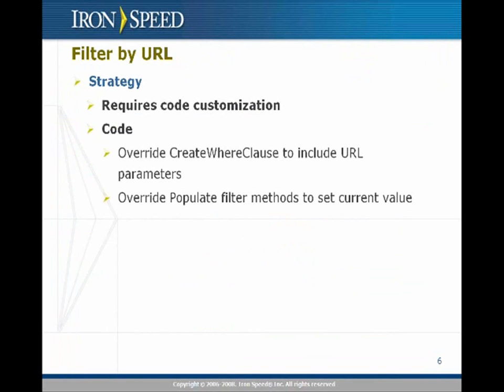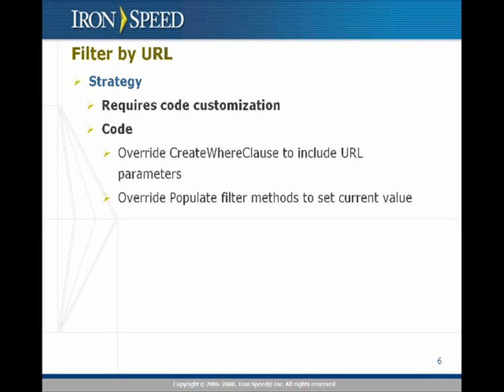The strategy for us is that this particular code customization requires code changes. Of course, it can't be done by just changing some properties in the designer user interface. There are two things that we need to do. We need to modify the CreateWhereClause to include the new URL parameters. Obviously, when the table is being displayed, a where clause is being used in order to create the SQL where clause that is necessary for reading the data from the database. And what we need to do is add a URL parameter to that where clause.